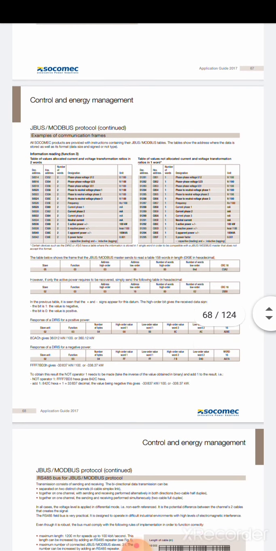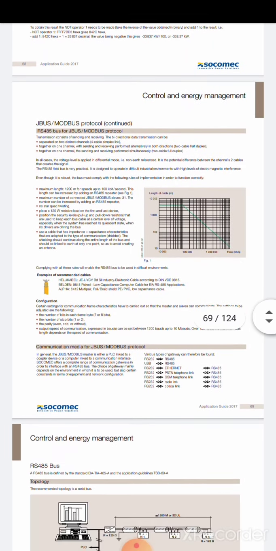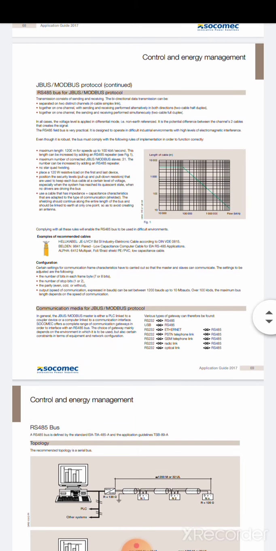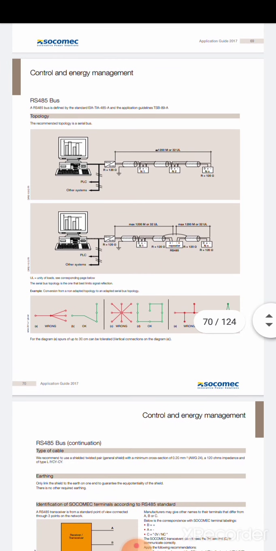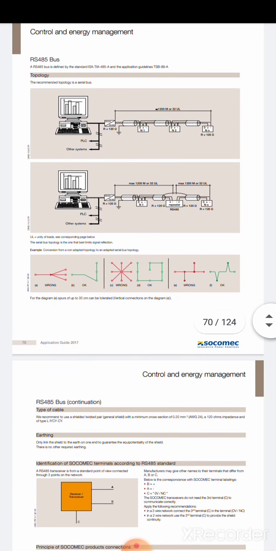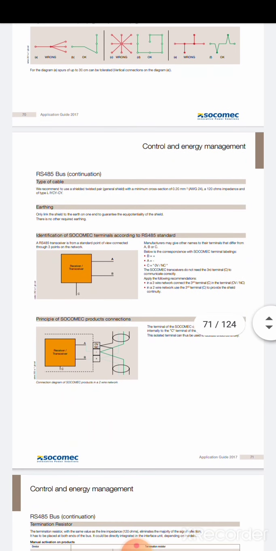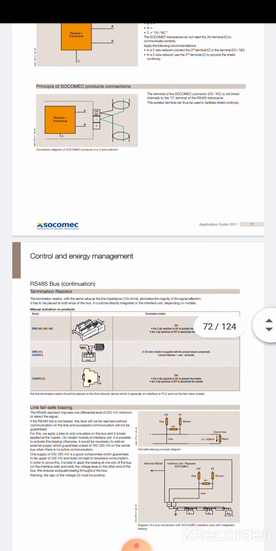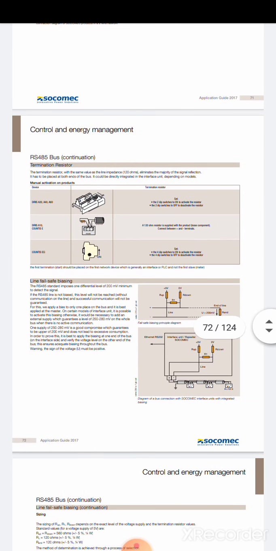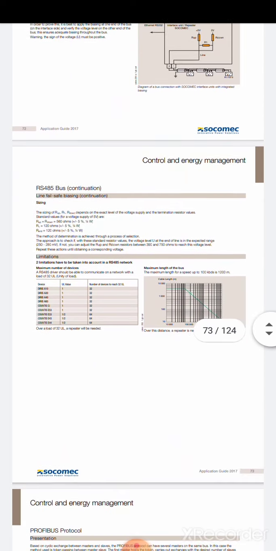Then we saw the RS-485 addresses. Then we had this, right, the length, the topology. Okay. All right, thank you so much for now.